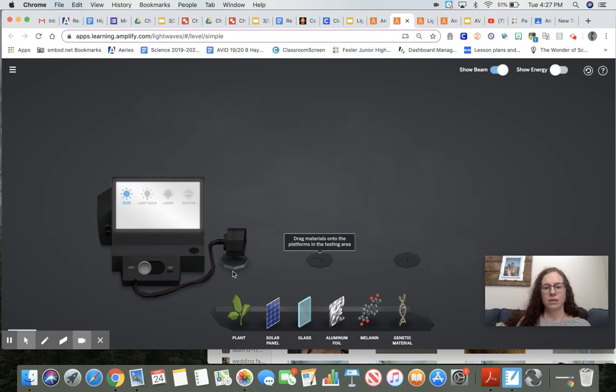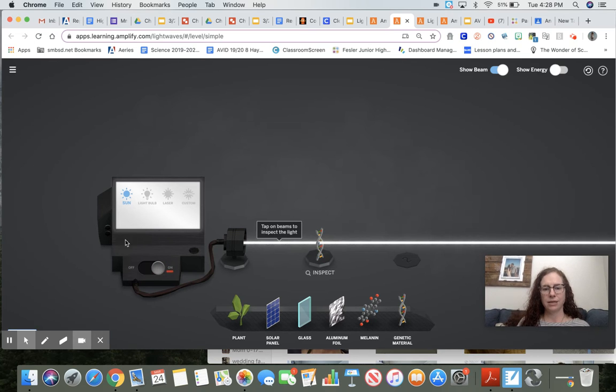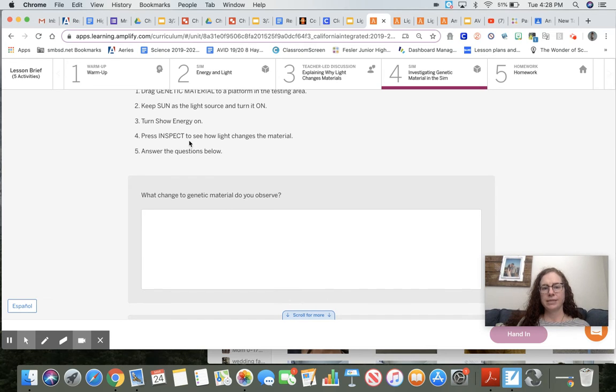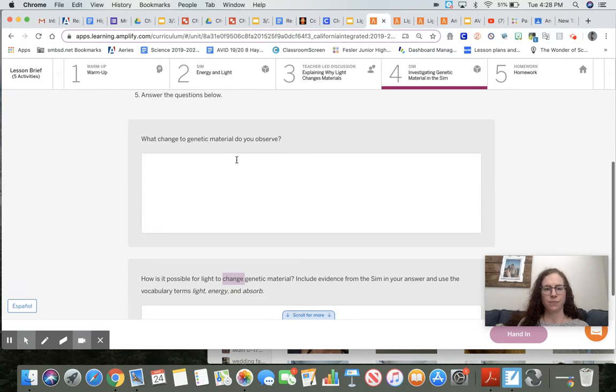Okay. So here's my genetic material. It's just DNA. Put that there. Turn the light on. It is already on sun. And then it told me to put the energy on. Okay, so now let's go back. So we need to press inspect to see how the light changes the material, and then we got to answer our questions. So let's look at the questions.